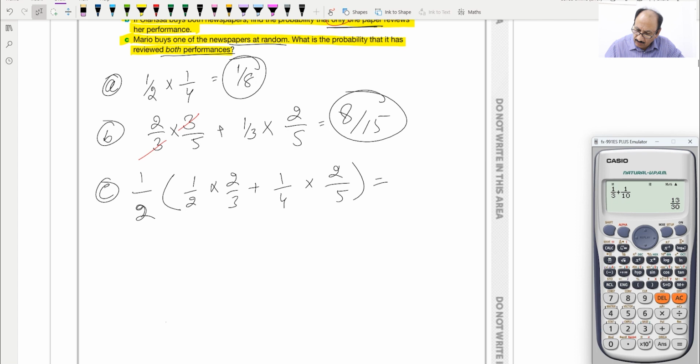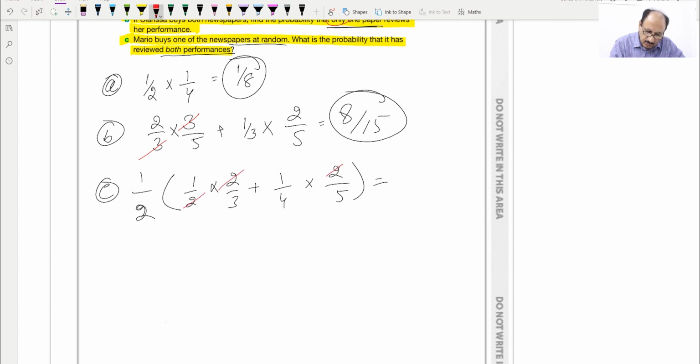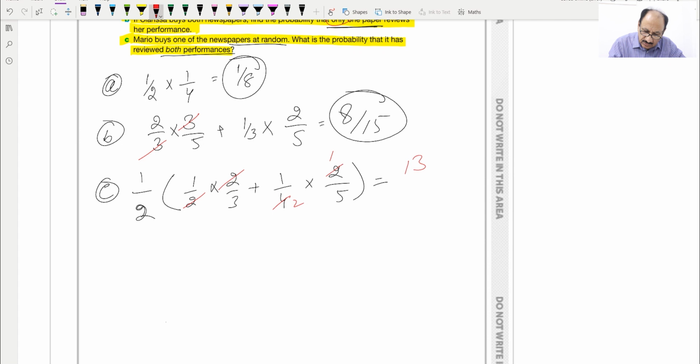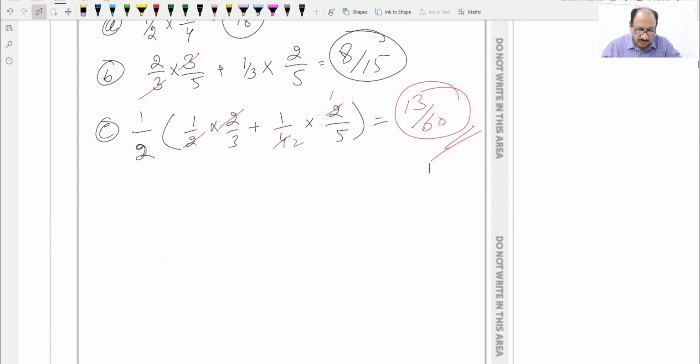It will be 1 by 2, 1 over 2, and we can cancel this. Basically this can be cancelled, and 2 1s are 2, 2 2s are 4, and in this calculation we can write 1 over 3, and this will be plus 1 over 10, so 1 over 10, and this will be resulting to 13 over 60. 13 over 60 will be the answer for this C part. Hopefully you understood this question as well.